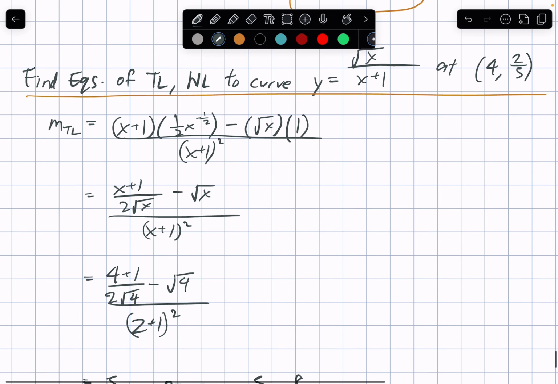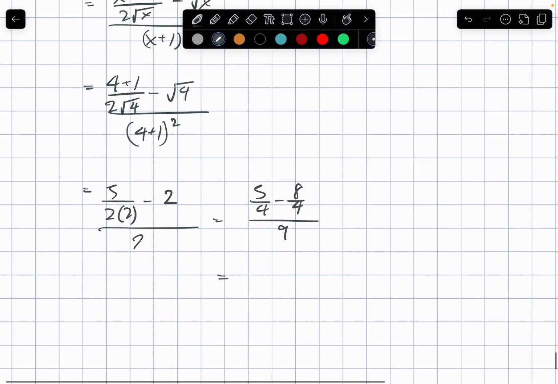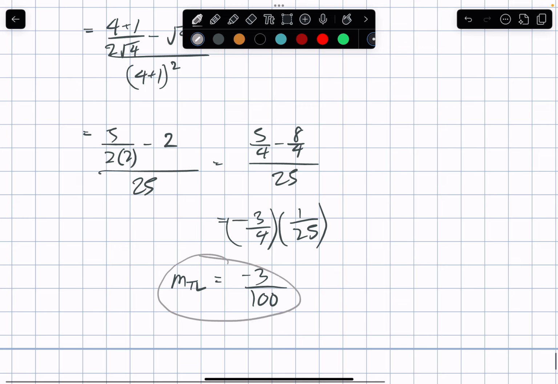Wait a minute. Sorry. This is supposed to be 4. I perceive this as square root of x. So 25. Negative 3 over 4 times 1 over 25. Negative 3 over 100. This is the slope of the tangent line.